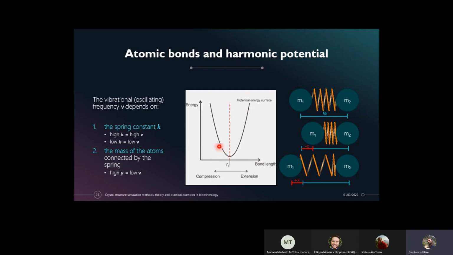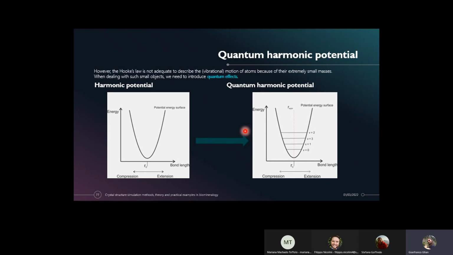Here you have the system at equilibrium. You compress the spring, so you go, for example, away from R0, and you go higher in energy. If you expand from the equilibrium, you again go higher in energy. It is a parabolic expression of the potential energy. However, we are talking about atoms, and for atoms we cannot use a classical harmonic potential.